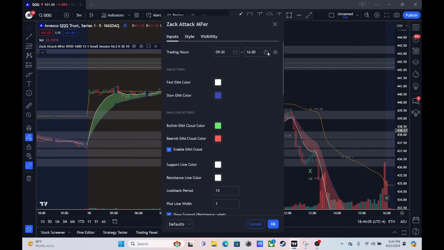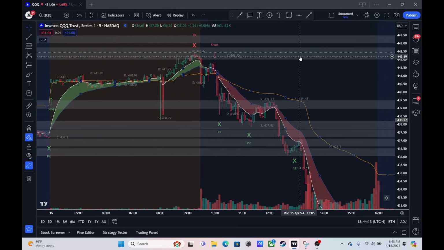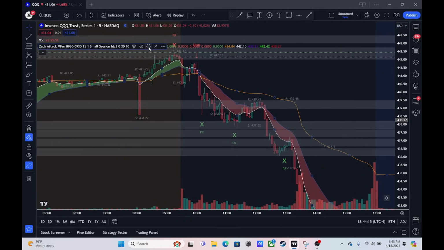So for the purposes of this demonstration, I'm going to keep this at 9:30 to 9:30 because I would like notifications in pre-market as well, because I like to know what's going on. So that's how you alter the time for the signals.